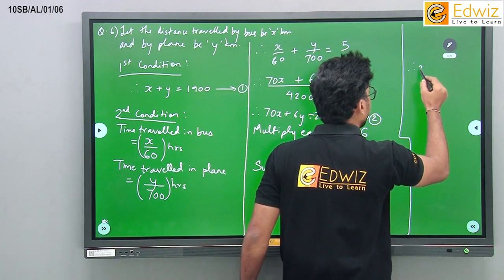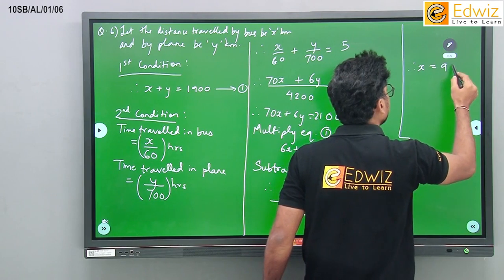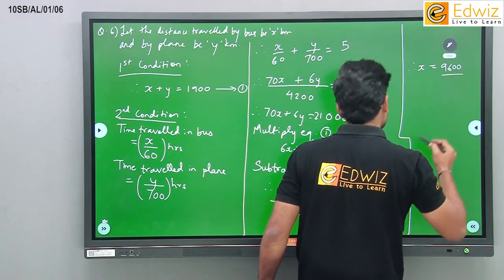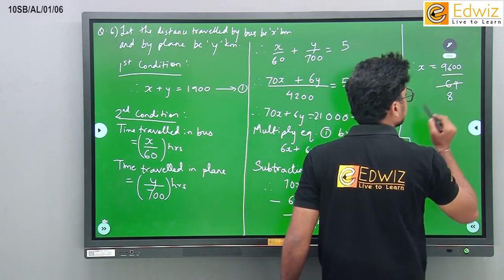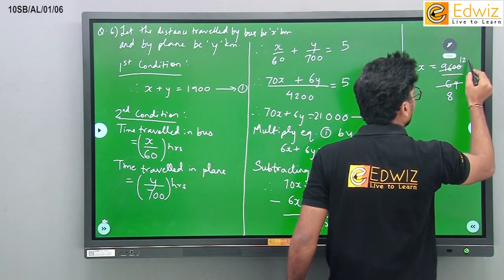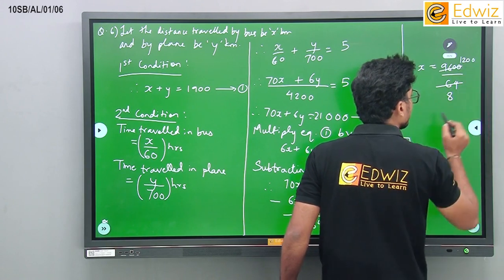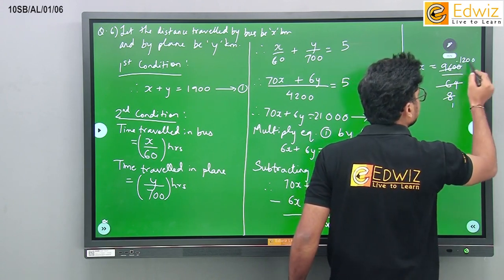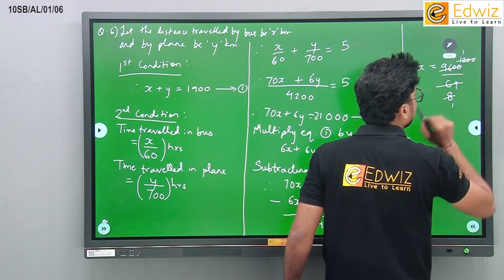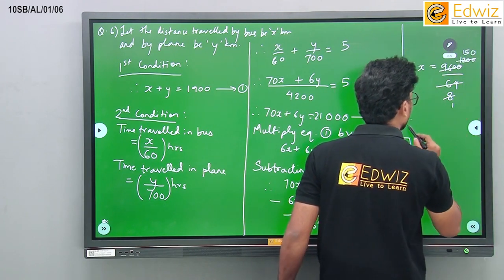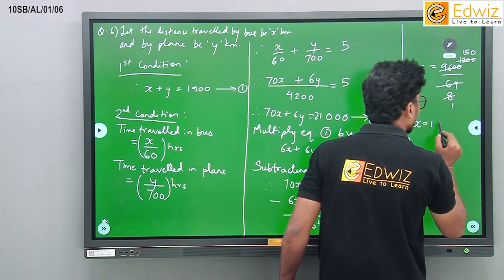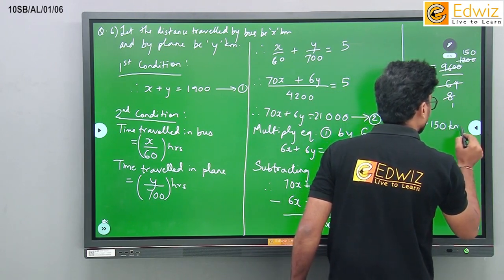Therefore x will be equal to 9,600 divided by 64. Okay, 8 8s are 64, 8 12s are 96 and 00. So 8 1s are 8, then we have 40, 8 5s are 40 and 0. Okay, the value of x is 150 kilometers.